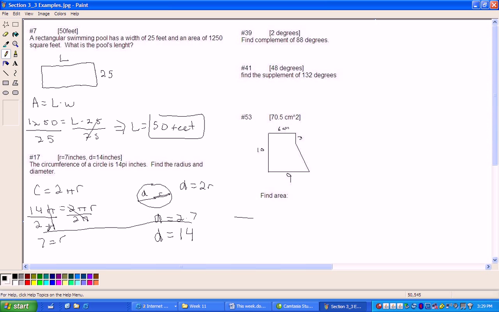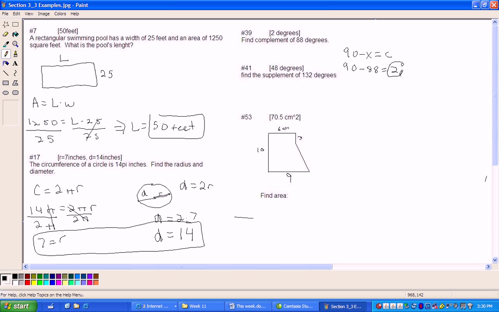Number 39, find the complement of 88 degrees. So remember that the complement equation is going to be 90 minus x is equal to our complement. If we know the first angle is 88, 90 minus 88 is equal to 2 degrees. So that's our answer, 2 degrees. And sure enough, checks out there.